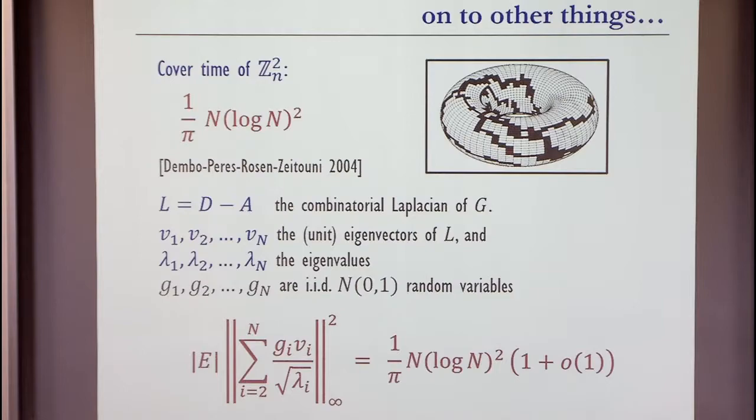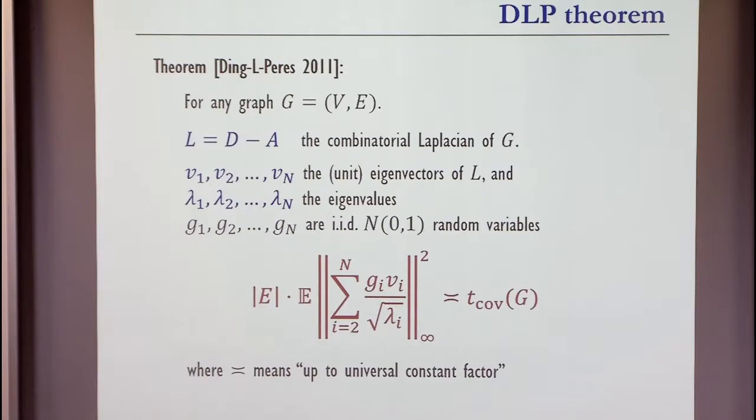So now you're saying, well, I'm not very surprised. You said you can't do it spectrally, then you gave me the torus, which is this very symmetric object, and then you wrote down some formula. Stuff like this happens all the time because you have tons of symmetries. But the amazing thing is that this phenomenon is true completely generally in any graph. So here's the theorem that we proved with Jian and Yuval a few years ago.